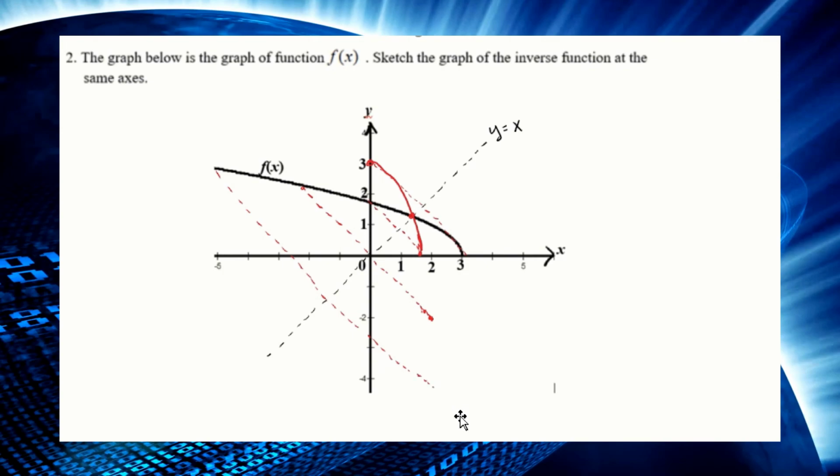Okay, after that, we try to join the points with the curve. When we join the points of the image with the curve line, then finally we get this image line. So this image line is the graph of the inverse function.